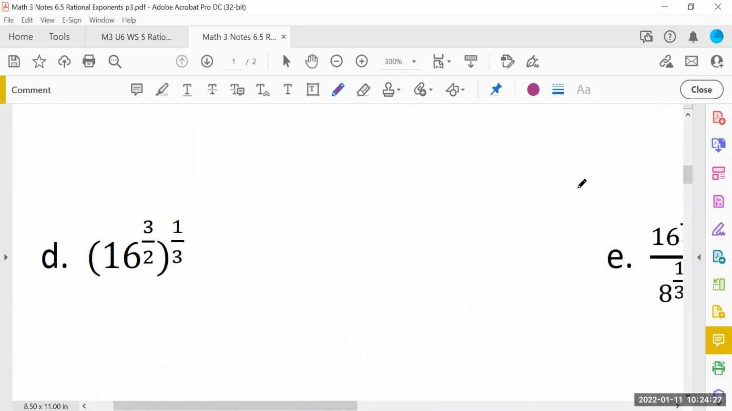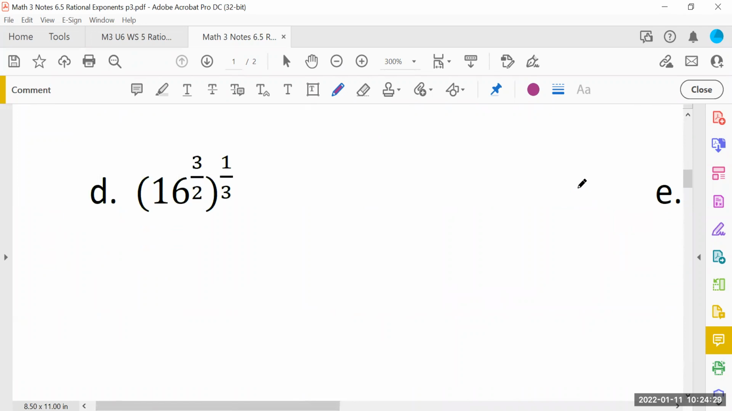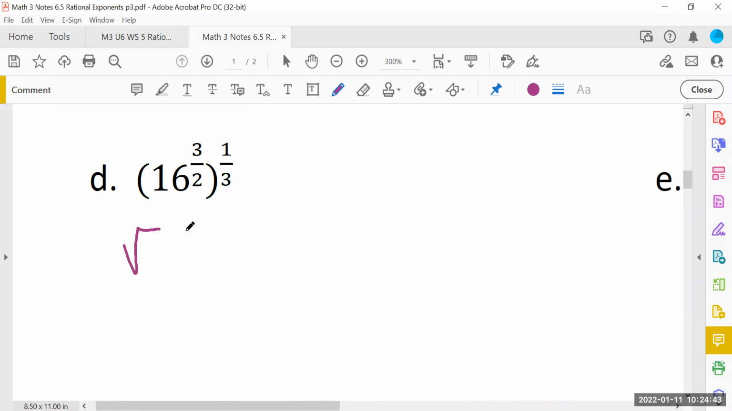Let's come down here. This guy. 16 to the 3/2 times 1/3. I can either do this with square roots. So the 2 on the bottom means the square root of 16 raised to the third power raised to the 1/3 power, which let's not even do that. 1/3 power means a cube root.